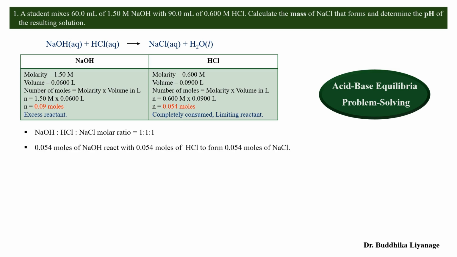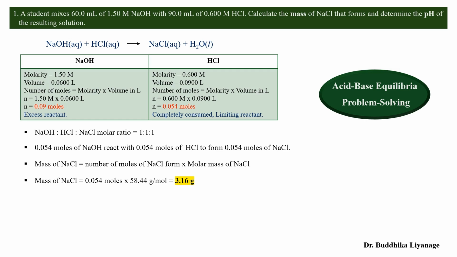Question part 1 is to calculate the salt mass. 0.054 moles of NaOH react to produce the same amount of salt, 0.054 moles of NaCl, because the molar ratio is 1:1. If we know the number of moles of NaCl, the mass of the NaCl is the number of moles multiplied by the molar mass of sodium chloride. Molar mass is 58.44, then 0.054 times 58.44. The mass of the NaCl is 3.16 grams.